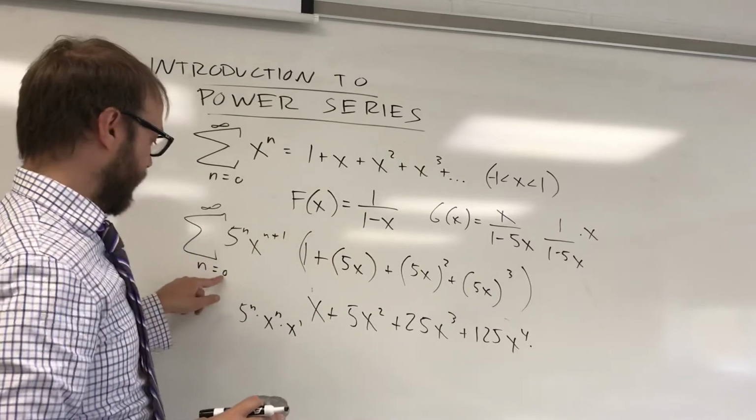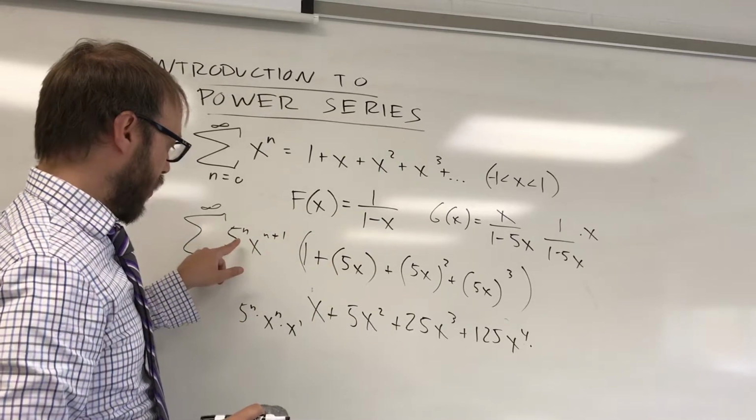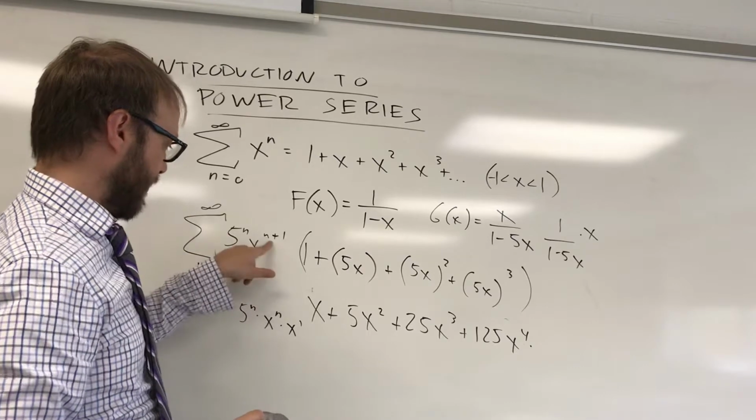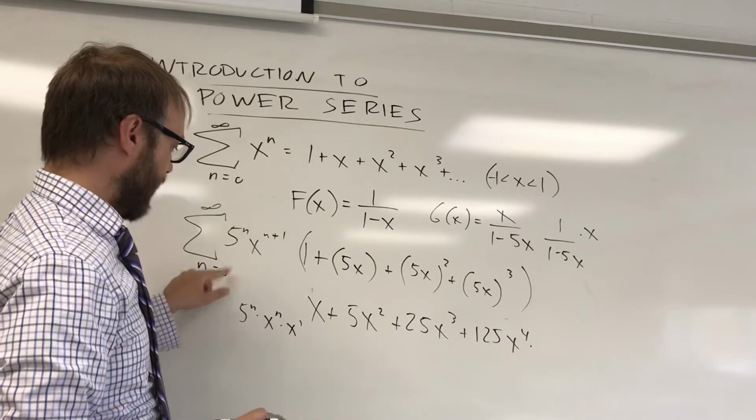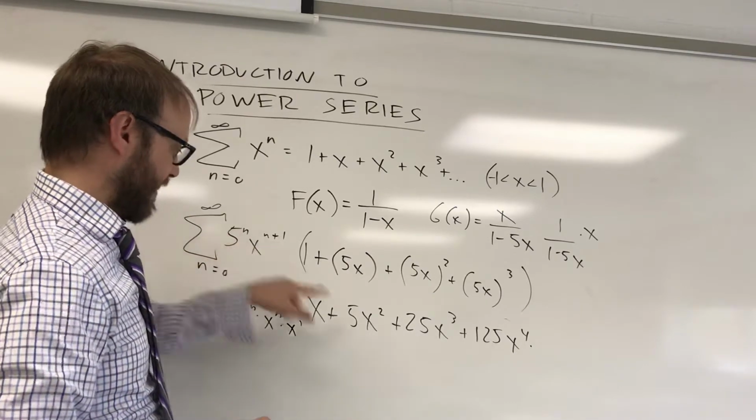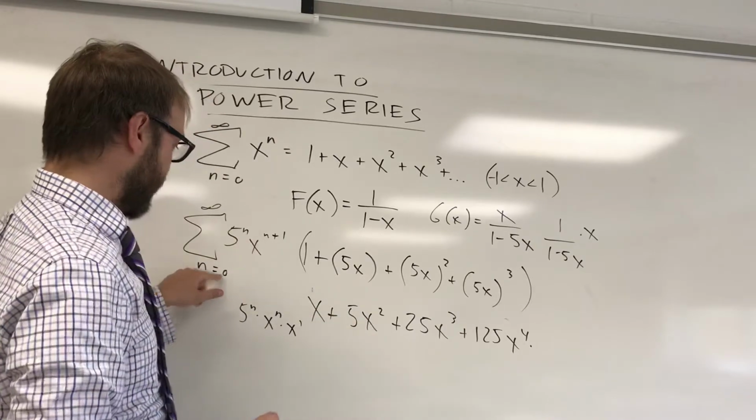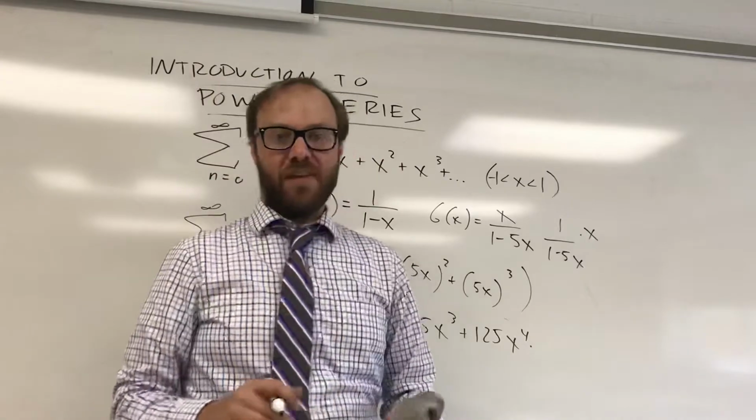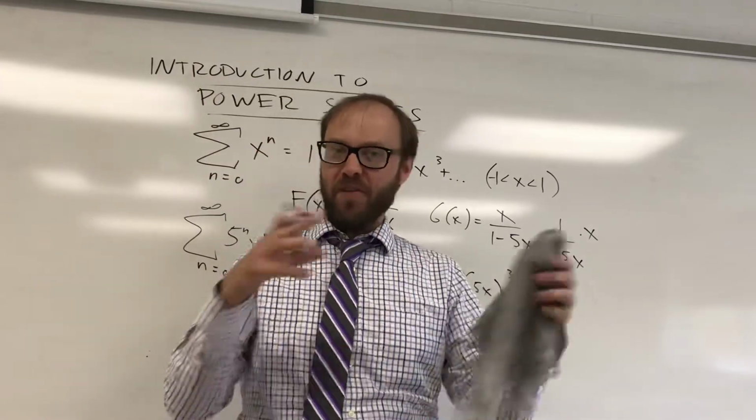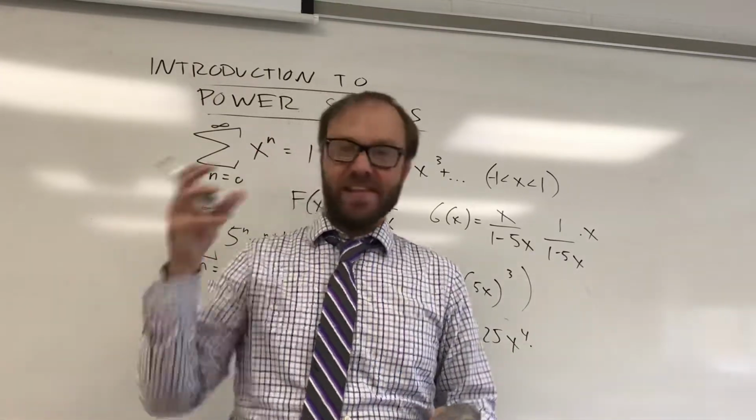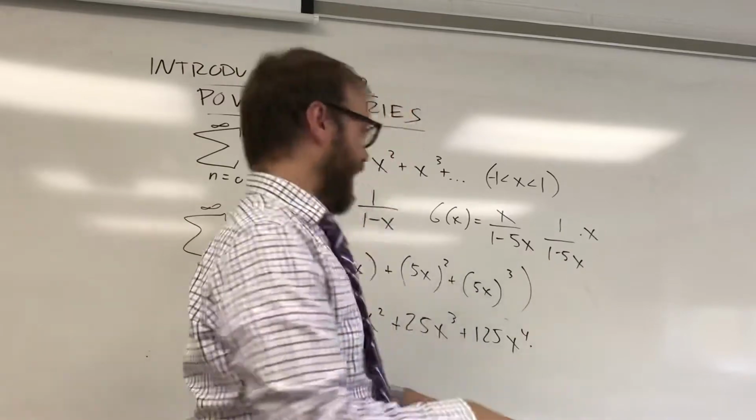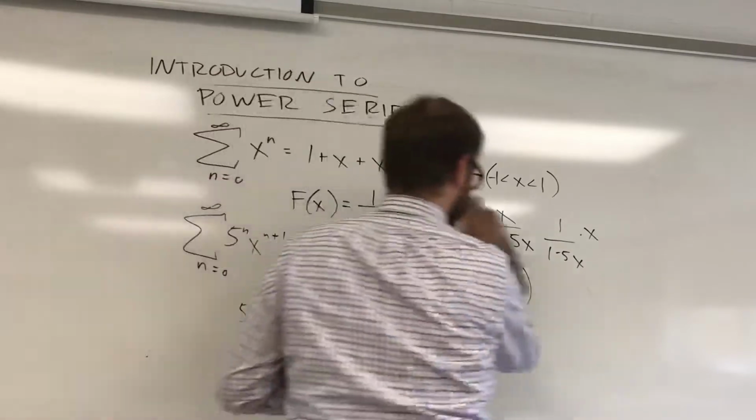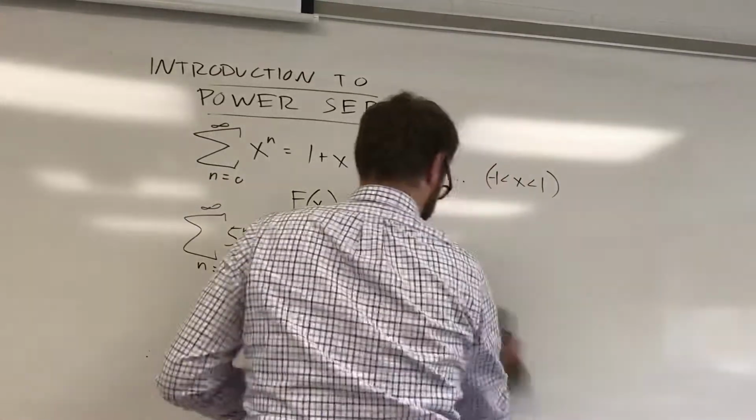So 5 to the n times x to the n plus 1. When n is equal to 0, you're going to get 1, but you're going to get x to the first. When n is equal to 1, you're going to get 5, but you're going to get an x to the second. When n is equal to 2, you're going to get 25, but you're going to get an x to the third. So again, you've got multiple things. The series can be multiplied by something. You could replace the input value with something. Different things can possibly occur. Okay? Now let's take a look at a few more examples.